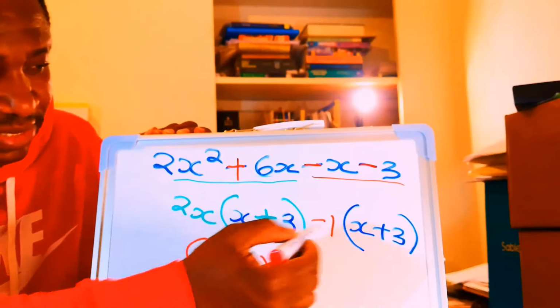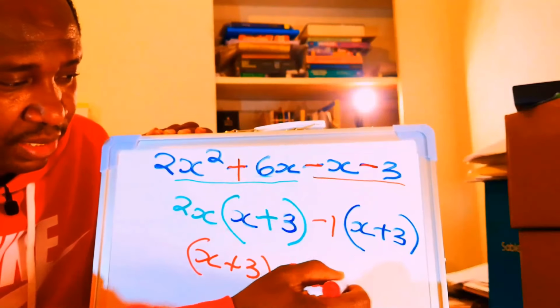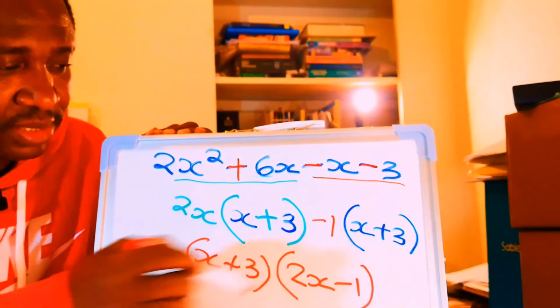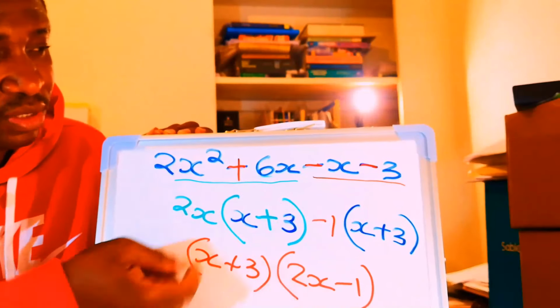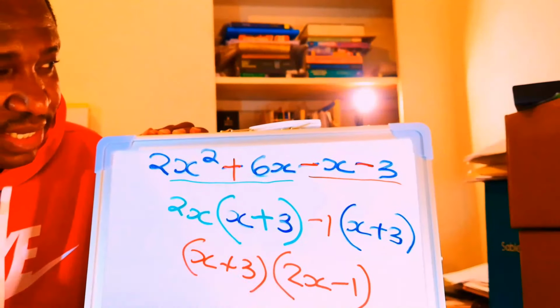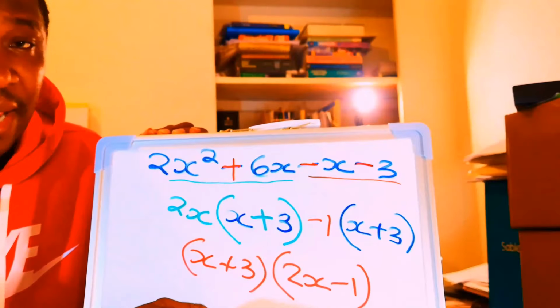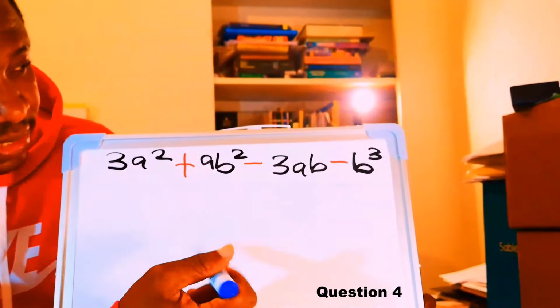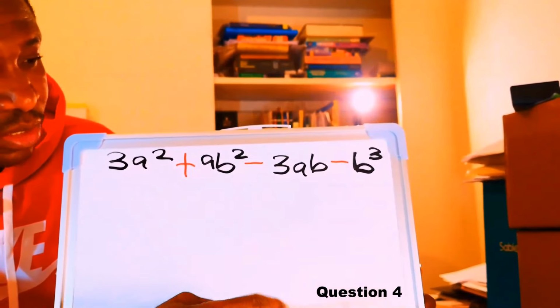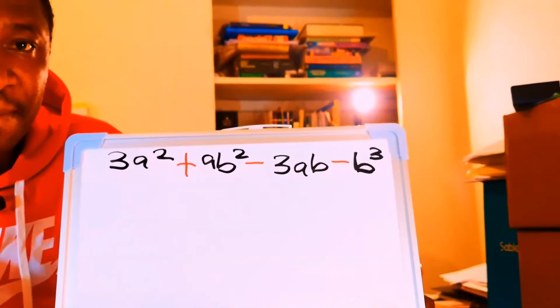Then whatsoever that is outside, we put it in brackets. So this becomes our result, and we have succeeded in factorizing this by grouping. Next, let's consider this expression, and we're going to factorize this by grouping.